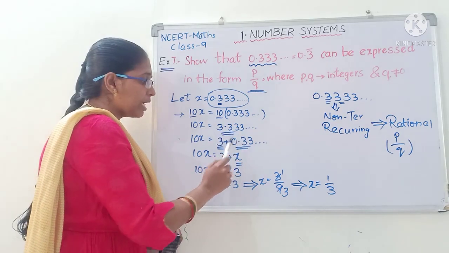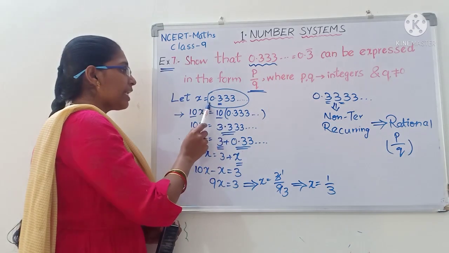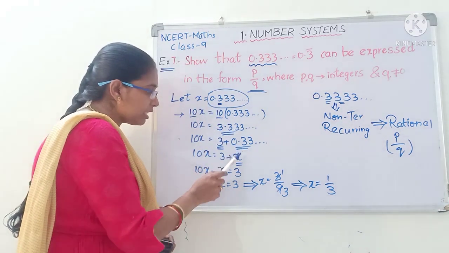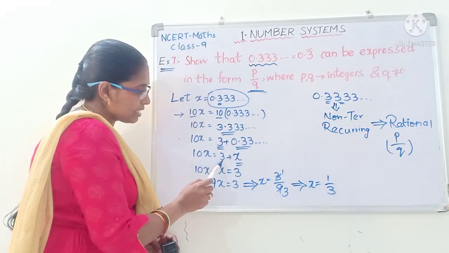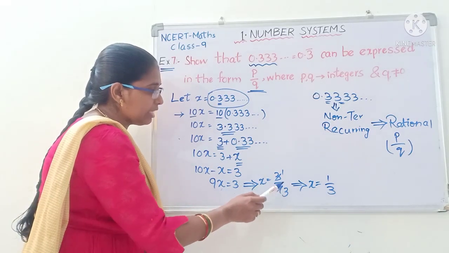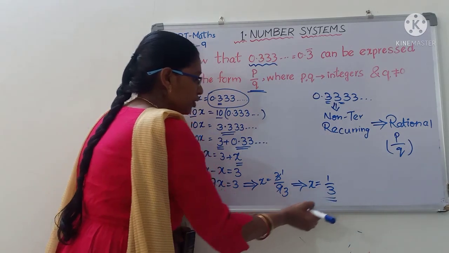Then split this number as a sum of two numbers. In that, one number should be the number given in the question. We assume that as x, so that in the next step we can replace this number easily with x. 10x is equal to 3 plus x. Then you get 9x is equal to 3. x is equal to 3 by 9, that is 1 by 3. This is the way you should solve the question.